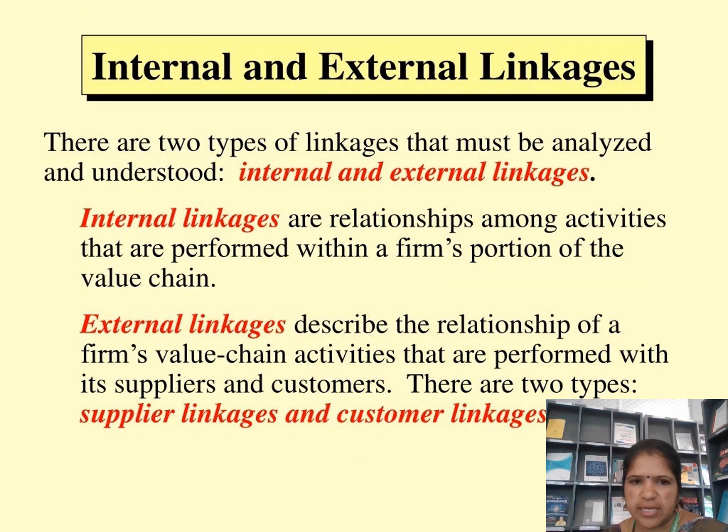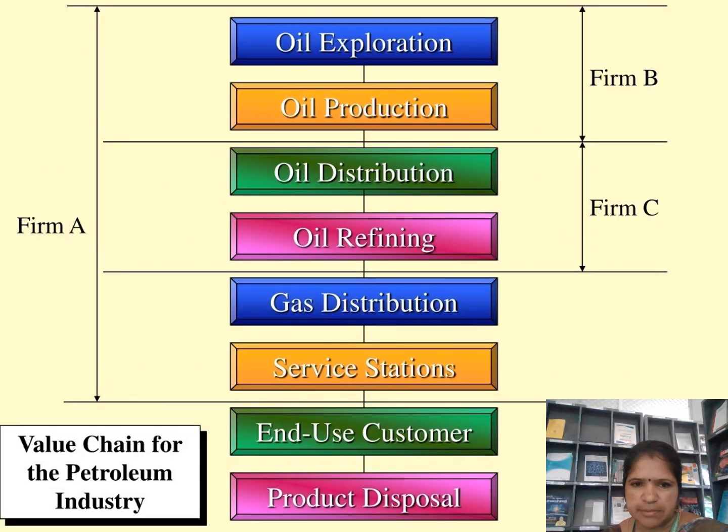Under internal and external linkages, there are two types of linkages that may be analyzed and understood: internal and external. Internal linkage means a relationship among activities that are performed within a firm's portion of the value chain. External linkage describes the relationship of the firm's value chain activities that are performed with its suppliers and customers. There are two types under the external: supplier linkage and customer linkage.